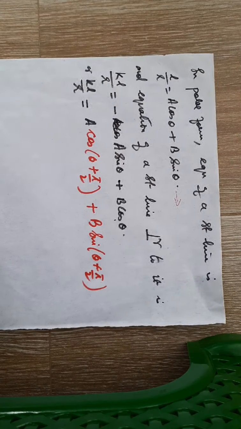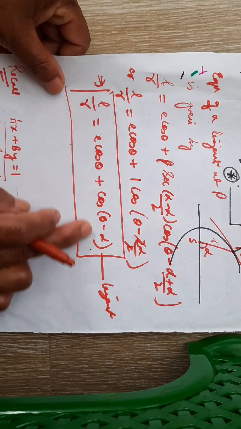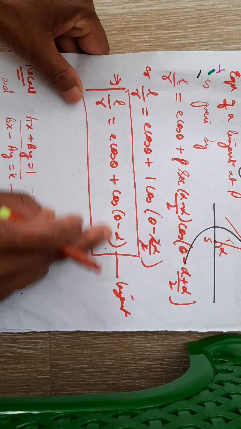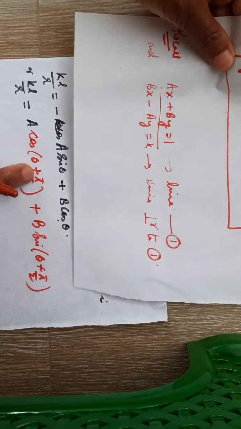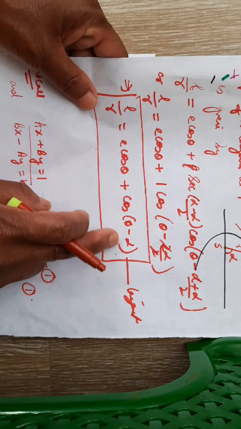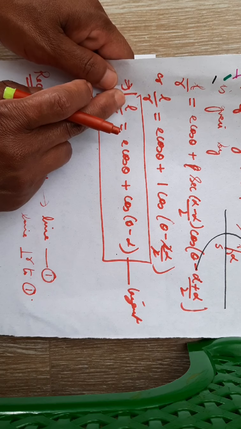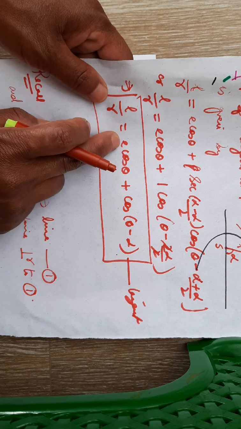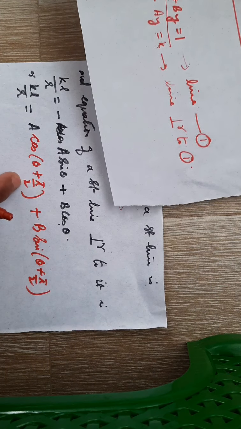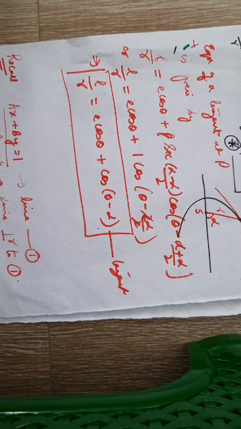But here in our case, we are interested in the equation of the line which is perpendicular to this tangent. So if you see this, it represents the equation of the tangent, and comparing it with this one, the equation of the line which is perpendicular to this one will be k times L by R is equal to E cos of, but theta has to be replaced by what? Theta plus pi by 2.